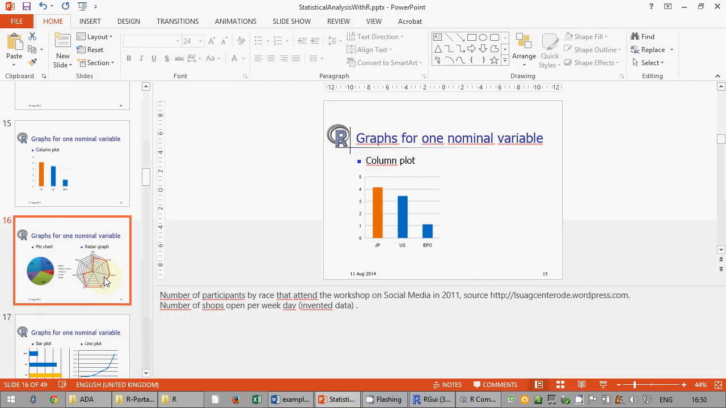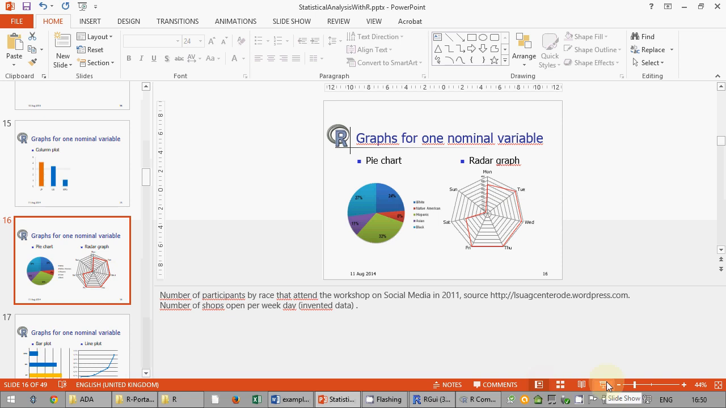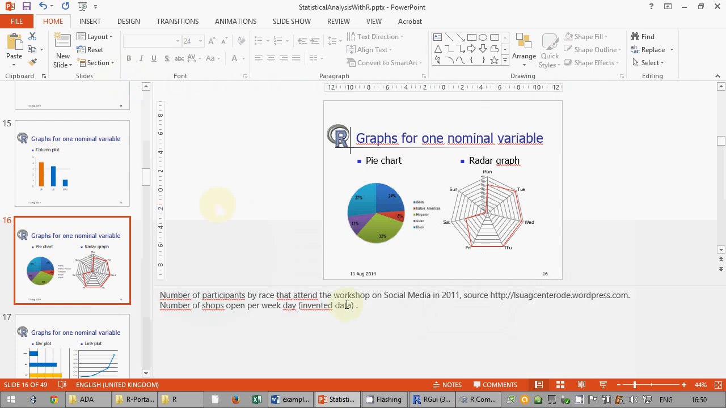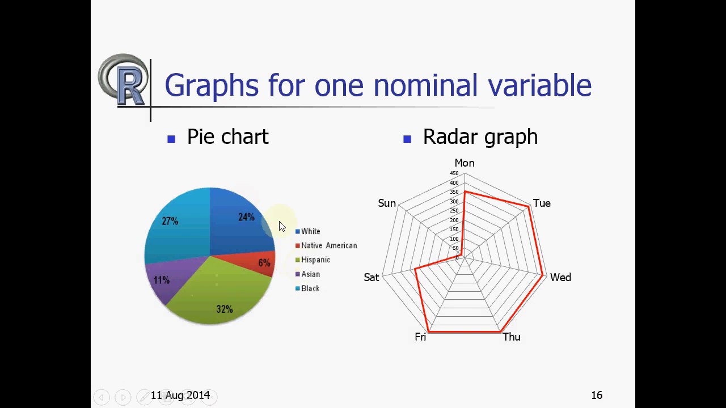Okay, if you have very good reason, you can use one of these two graphs. Okay. Pie chart usually makes sense when you want to point out percentages more than numbers. These are the numbers of people attending a workshop on social media 2011, and these are the numbers of shops open on weekdays. So here I want to point out the fact that the Hispanic were the largest percentage of participants, followed by Black, followed by White, followed by Asian and Native Americans.